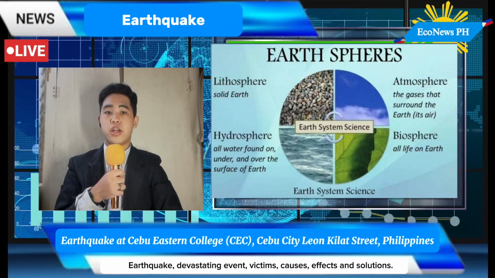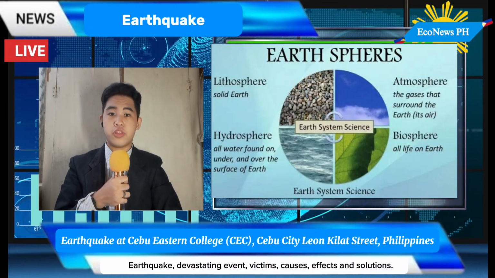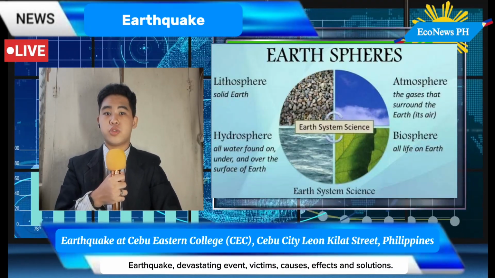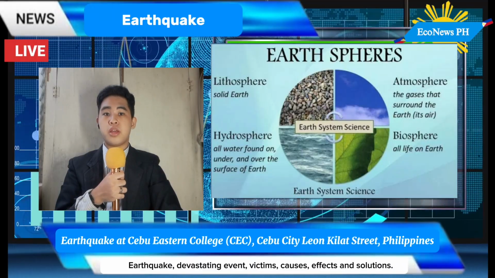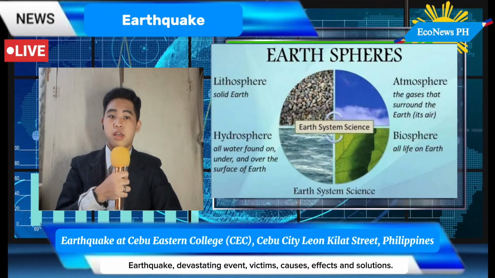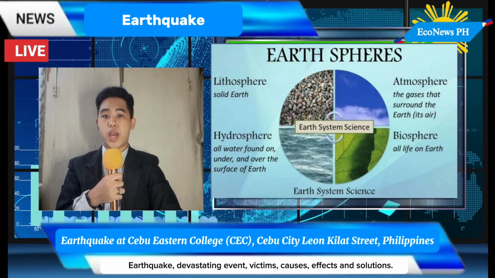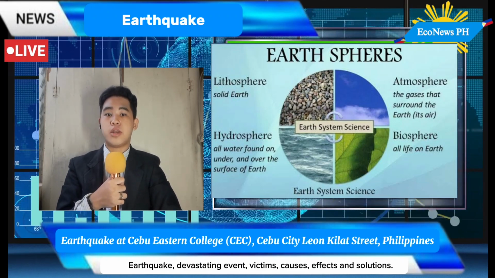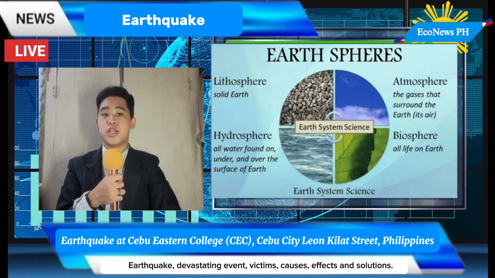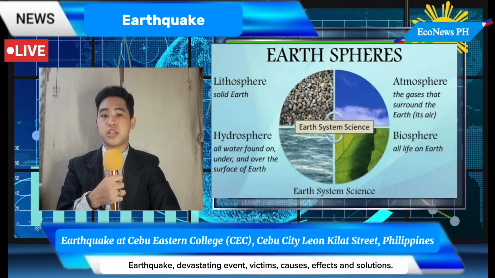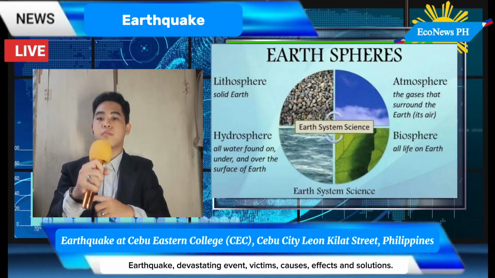Now, how could an earthquake affect the four spheres of the Earth? First, let us get to know the four spheres of the Earth. First is the atmosphere. This is the layer of air that surrounds the Earth. It's where the wind, clouds, and weather happen. It gives us oxygen to breathe and protects us from harmful rays from the sun.